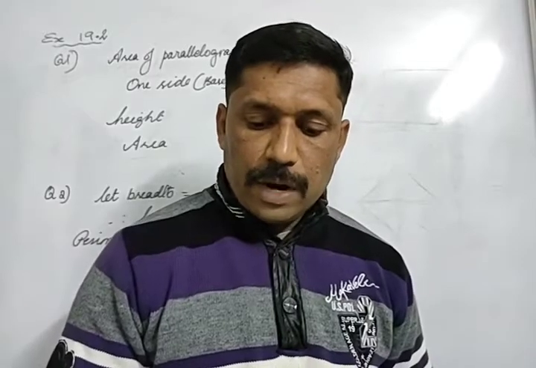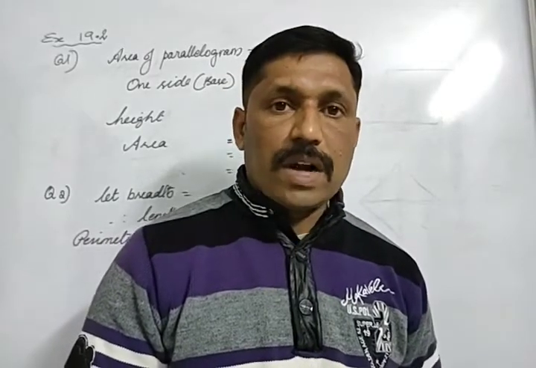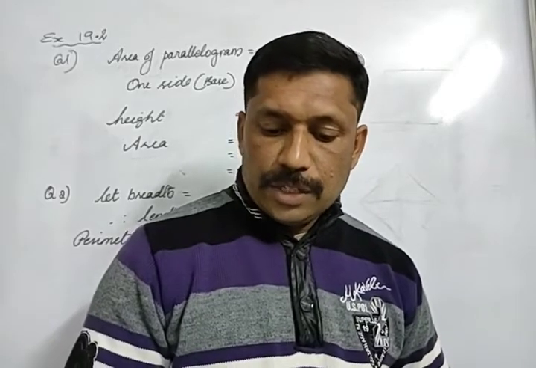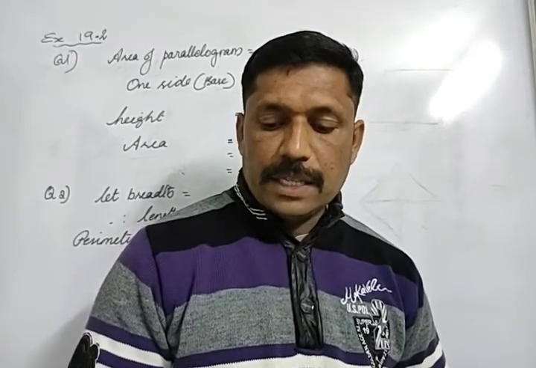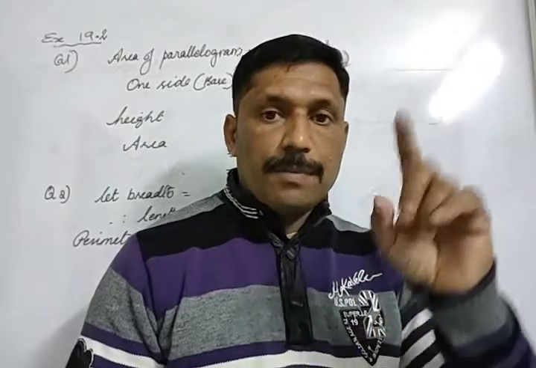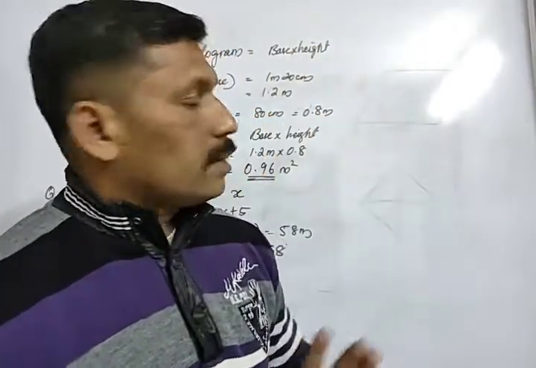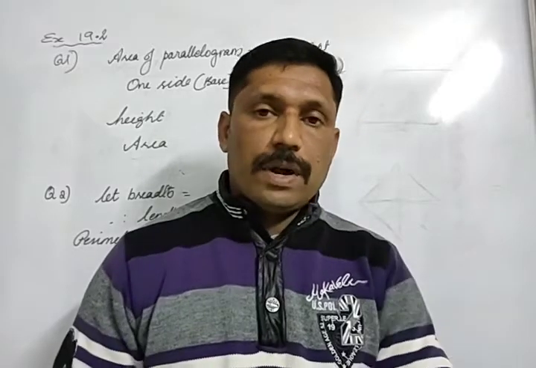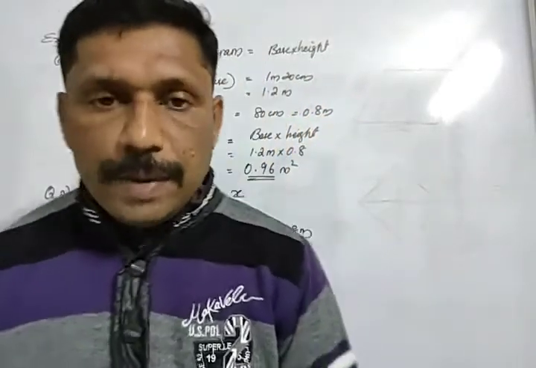One side of the parallelogram is 1 meter 20 centimeter. One side of the parallelogram is given, that can be the base, and the distance from the opposite side is 80 centimeter. Distance from the opposite side means that is height, and the height is 80 centimeter. Find the area of the parallelogram. So the area of the parallelogram is equal to base into height.